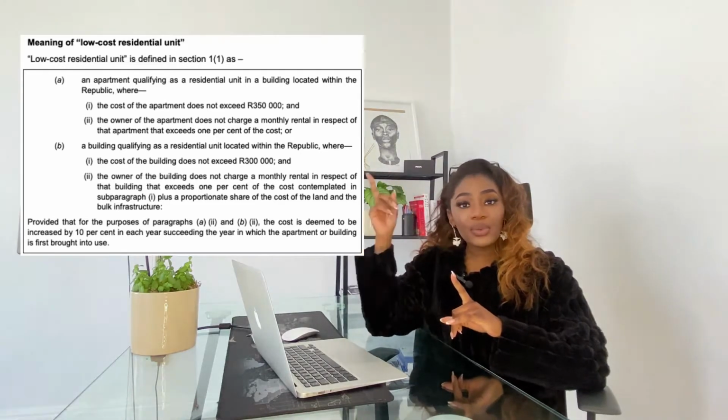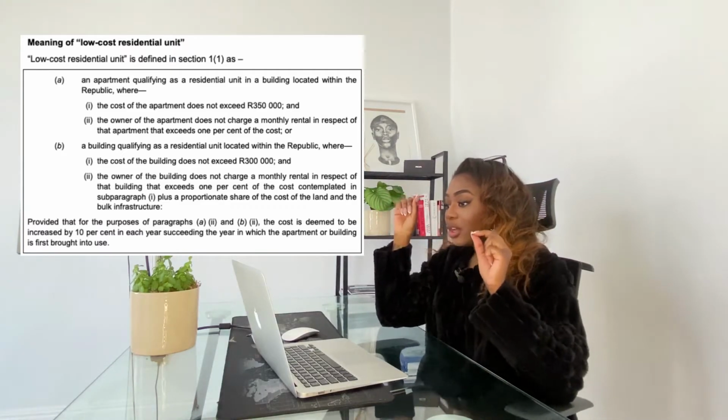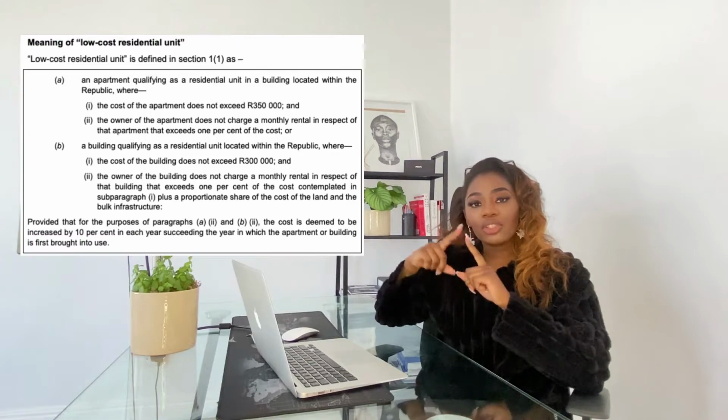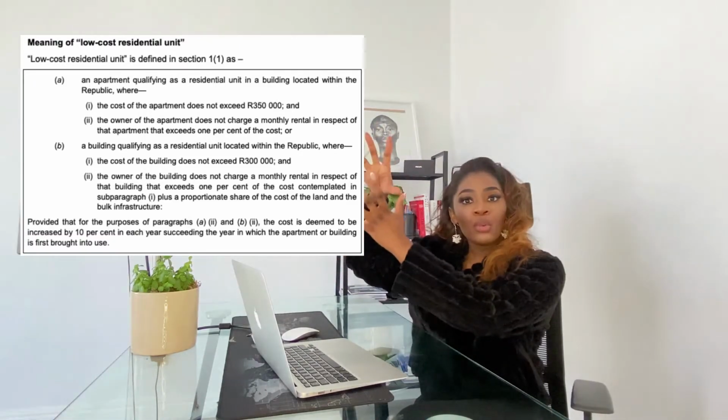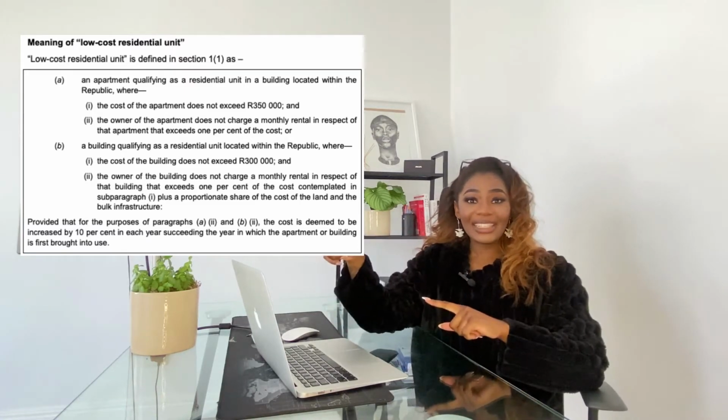Number two, the difference between an apartment, which was 350,000 Rand, and a building is this. A building is that which the cost of the building did not exceed 300,000 Rand, and the rental income charged in respect of that is 1%. So you've got your normal apartments and then you've got your standalone buildings, but the standalone buildings, to qualify for low-cost housing, need to be a maximum of 350,000 Rand, with the rental income not exceeding 1%. So again, in this case, if we take 300,000 Rand as the amount that you spent on this building, you cannot charge more than 3,000 Rand to the tenants occupying that building.